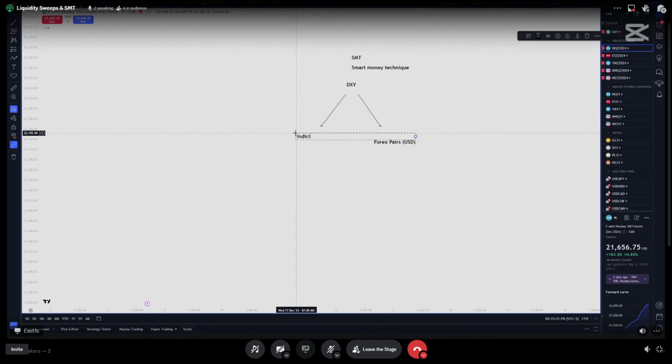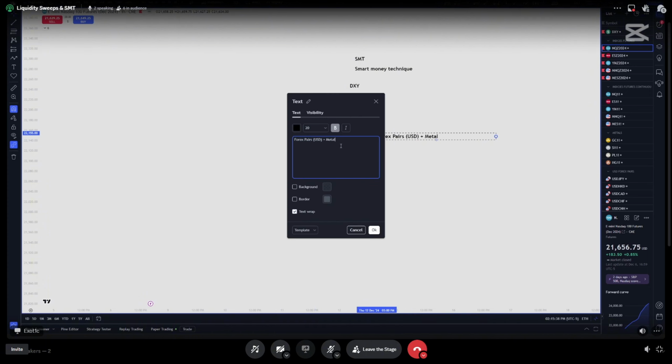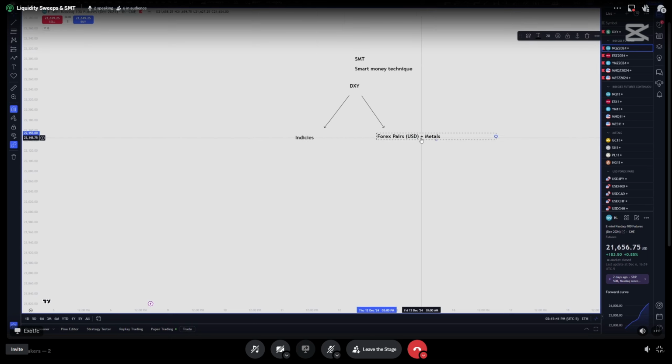Okay, indices. From here we have our Forex pairs plus metals, and we have indices. Each one is going to have a different strength in terms of correlation. Indices have a decent strength, but it's not going to be very insane compared to some of the Forex pairs. So we'll go into the USD pairs, like GBPUSD, EURUSD, or USDJPY.